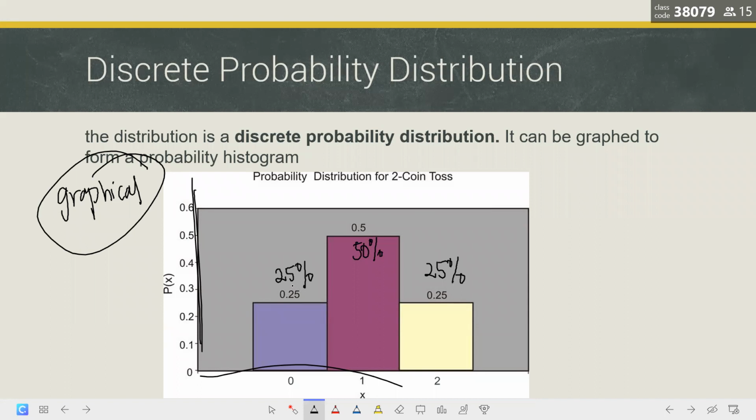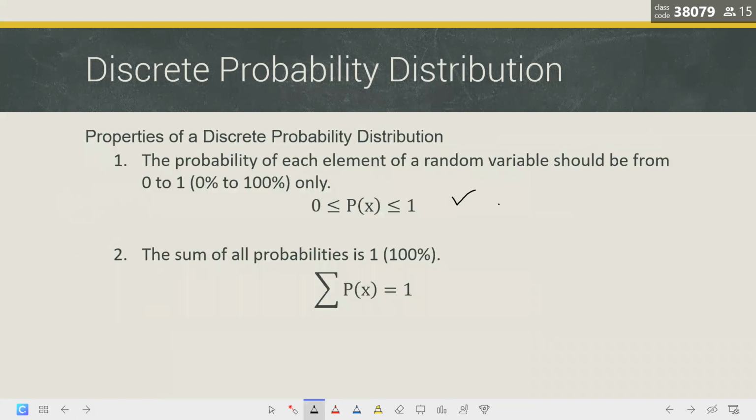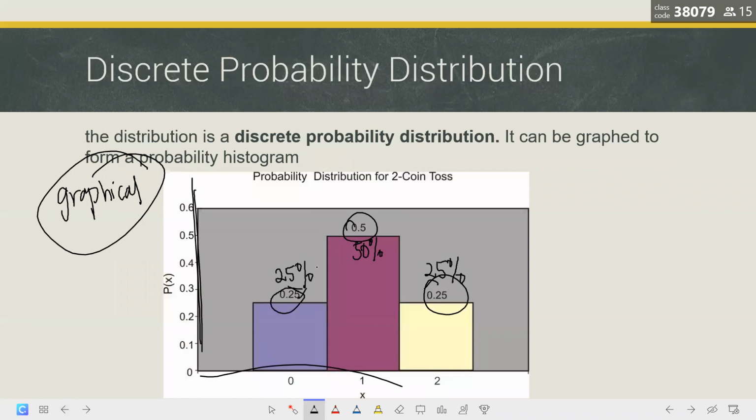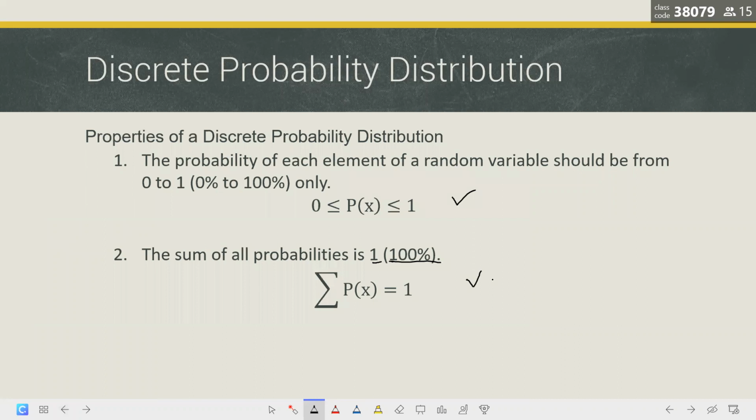Di ba lahat less than 1? Di ba? So, ibig sabihin, pasok siya doon sa first property. Second, the sum of all the probabilities is 1 or 100%. If we are going to add this, and this, ang total po niyan is 1, or kung ito at ito ang pinag-add natin, ang total po niyan is 100%. So, siya ay pasok dito. Kapag yung dalawang properties na to ay nasatisfy ng isang probability distribution, siya ay discrete probability distribution.